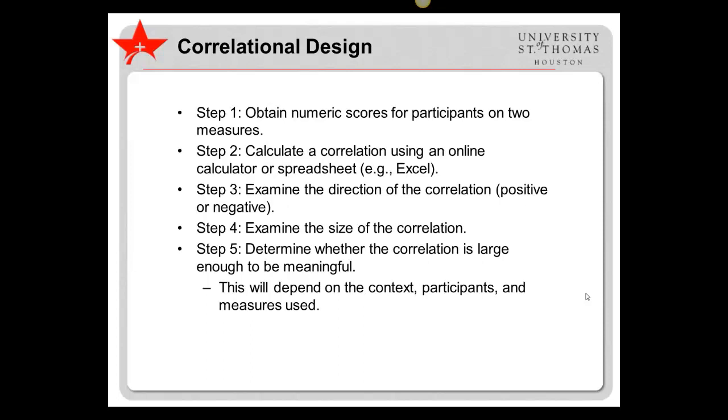To determine whether a correlation between two variables exists, we must follow several steps. Step 1. Obtain numeric scores for participants on two measures. Step 2. Calculate a correlation using an online calculator or spreadsheet, such as Excel. Step 3. Examine the direction of the correlation, positive or negative. Step 4. Examine the size of the correlation. Step 5. Determine whether the correlation is large enough to be meaningful. This will depend on the context, participants, and measures used.